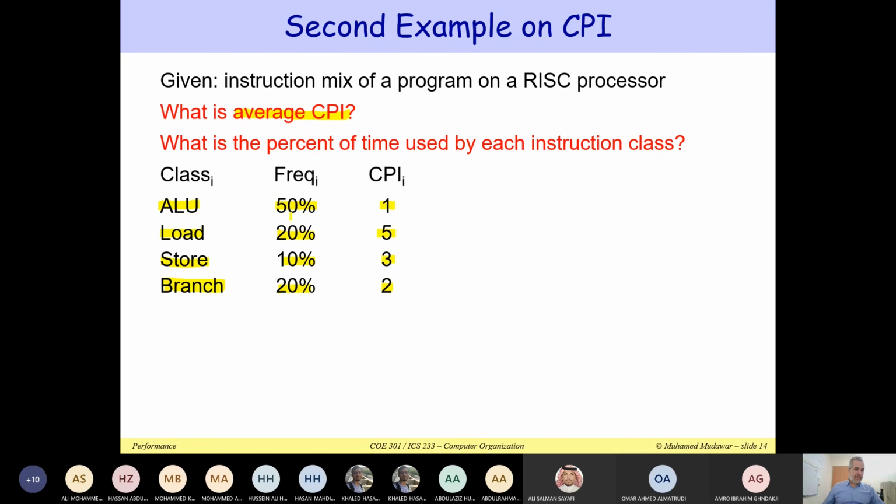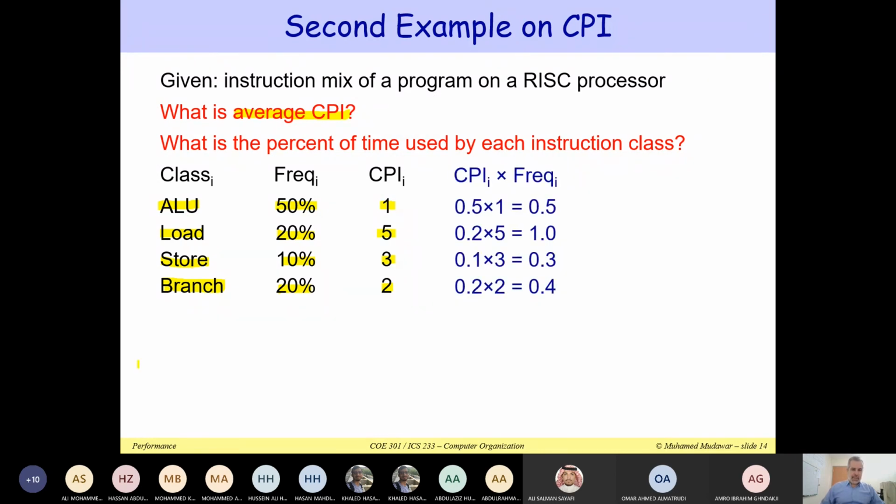Right, so multiplying 50 by 1 and dividing it by 100 is the same thing as multiplying 0.5 by 1, correct? So 50% is 0.5. So it does not really matter how many instructions you have in the program. You can calculate the average CPI by just looking at the frequency and the CPI for the class.